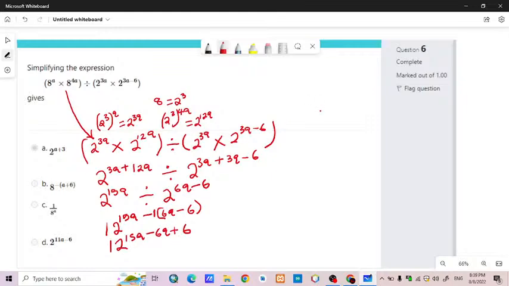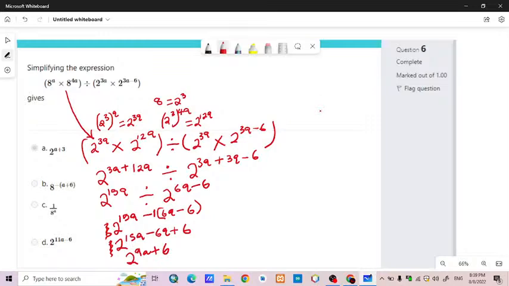Okay, and then now you see 15a and 6a are like terms. What do you do? No, it's not 12, this one, it's 2. Then what do you do? Then you simply subtract them. 15 minus 6, then that becomes 9. Then you have your 9a plus 6. Okay, 9a plus 6.